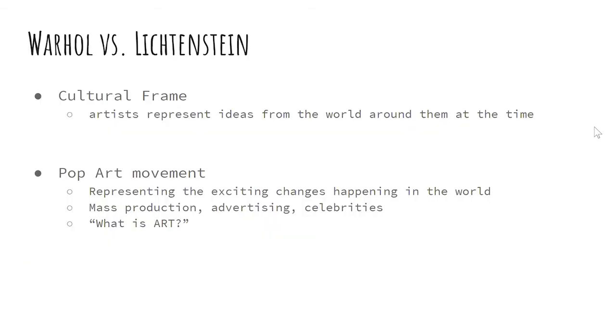So just looking at our previous knowledge here before we go any further, we know from learning about the cultural frame that artists represent ideas from the world around them at the time they are making their artworks. And we also know from watching those videos at the start of this unit that the pop art movement was all about representing the exciting changes that were happening in the world and society, in particular in the US. And there was an obsession in pop art with mass production, advertising, and celebrities.